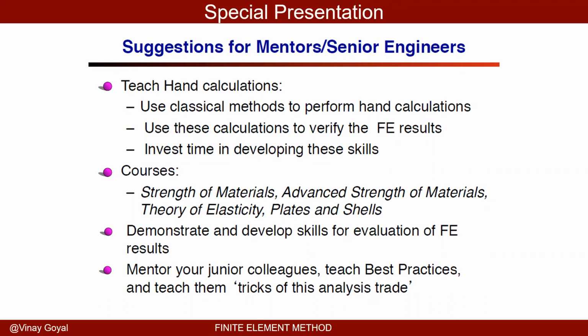If you have a cantilever beam with an end load, you must say the deflection is PL cubed over 3EI. Or if you have a simply supported beam with a central concentrated load, you should say PL cubed over 48EI. That should be your answer, your maximum deflection. You should know this like the back of your hand and use these calculations to verify your finite element results. Invest time in developing these skills.